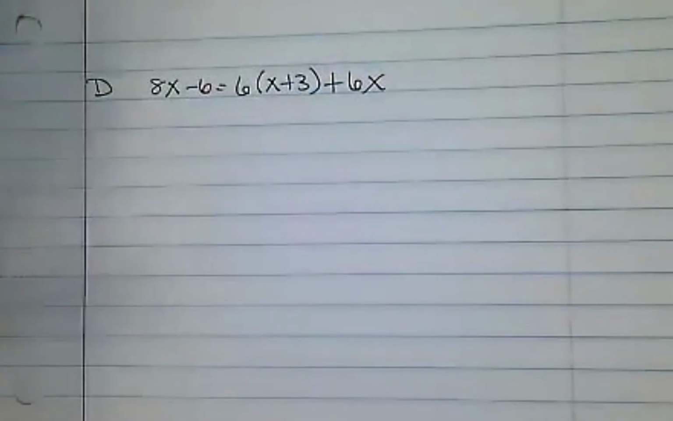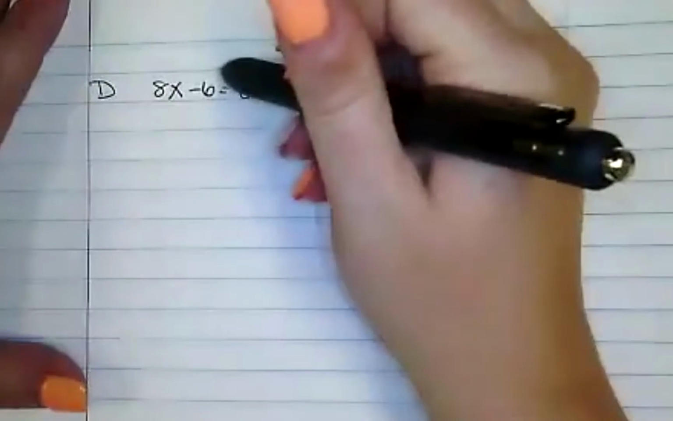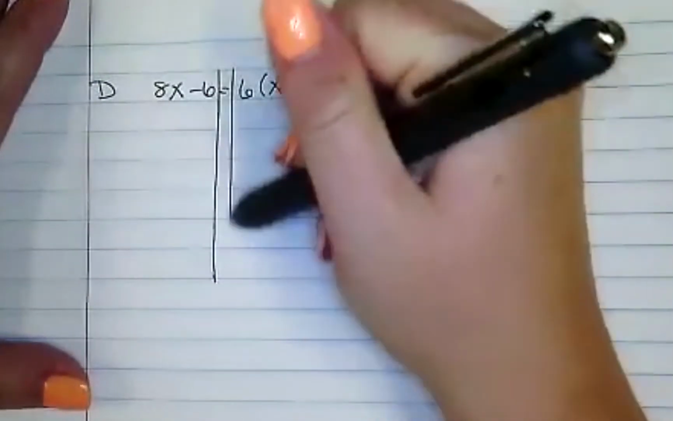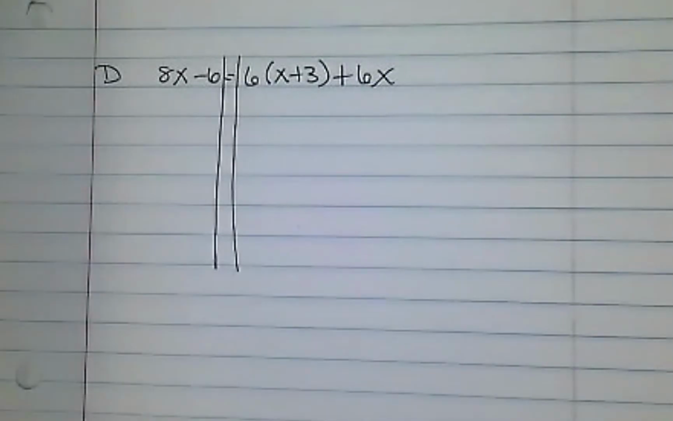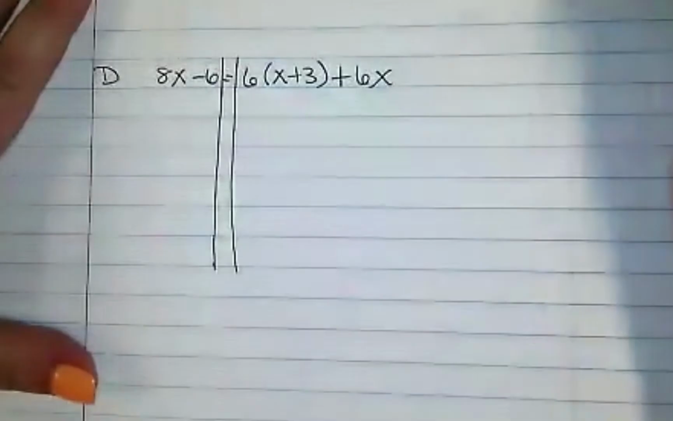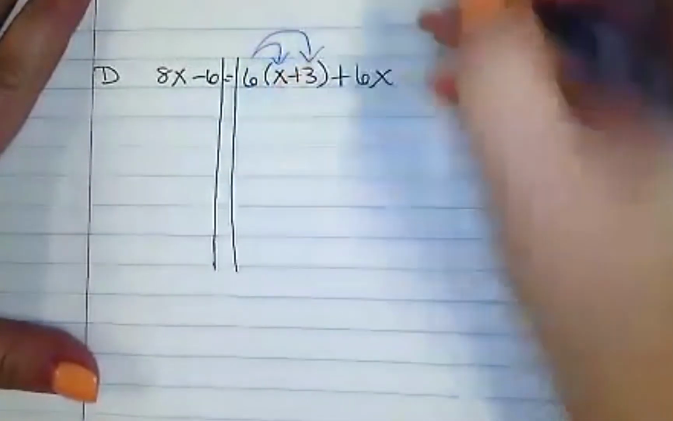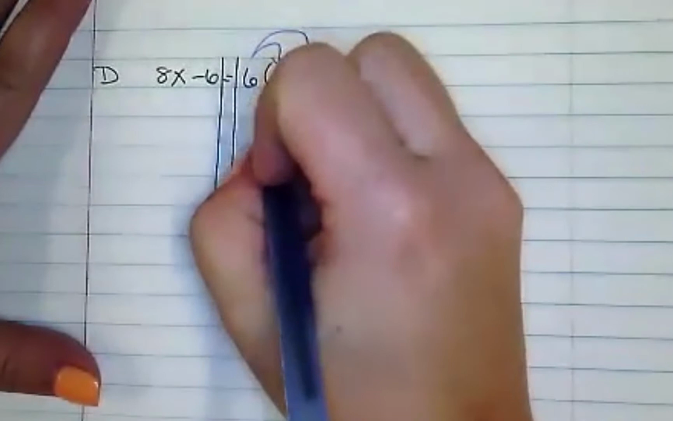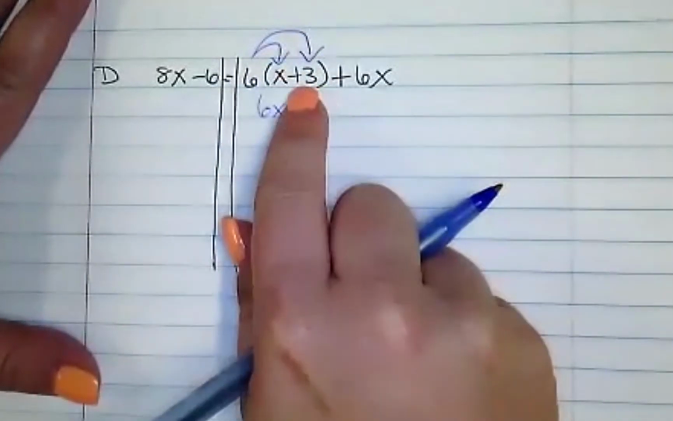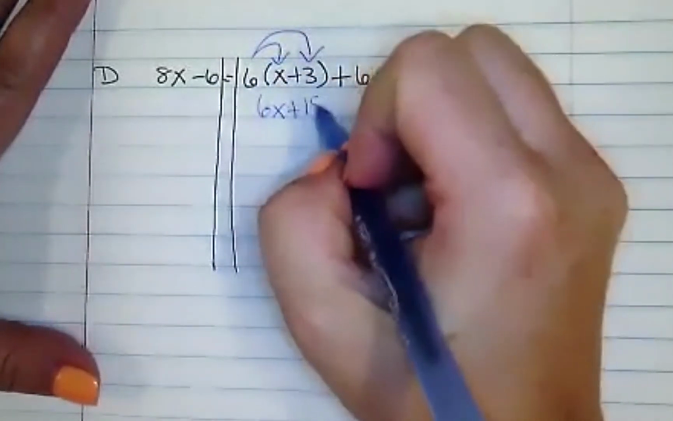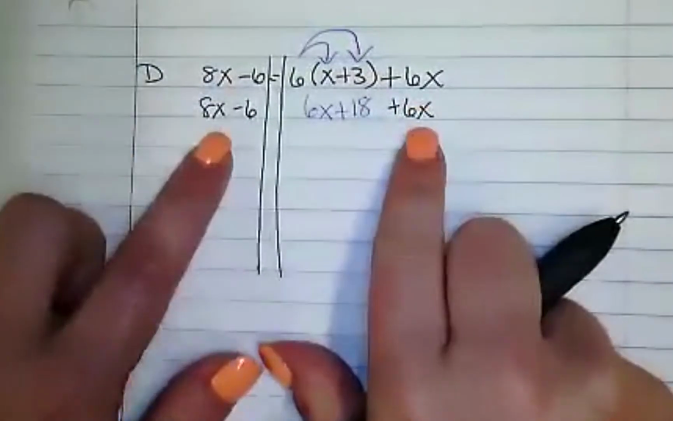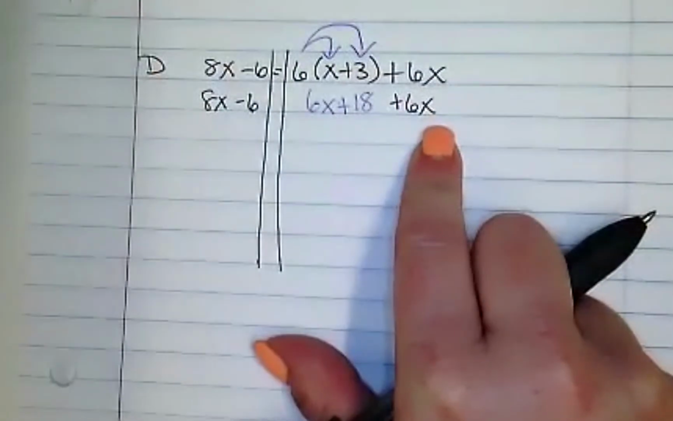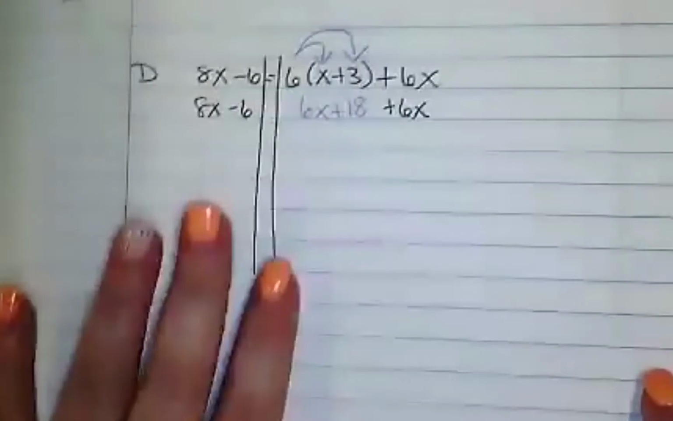The next problem that I'm going to show you is problem D. The first thing that I'm going to do is write that problem down. And then I'm going to follow the steps the same as before around that elevator that we drew on the last one. So first we're going to distribute. Draw your rainbow. 6 times x is 6x. 6 times positive 3 is positive 18. On each side, I just brought down everything that I haven't worked with yet. And so now I can work with the elevator one side at a time.